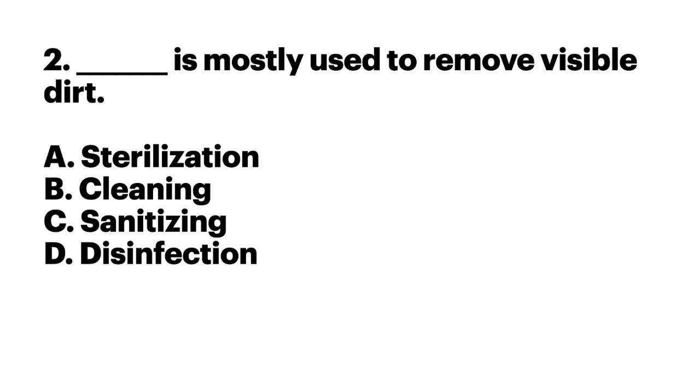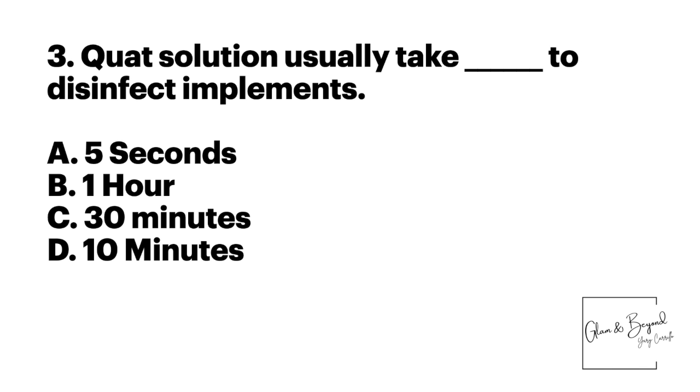Number 2. Blank is mostly used to remove visible dirt. A. Sterilization. B. Cleaning. C. Sanitation. D. Disinfection. The answer is B. Cleaning. Number 3. Quat solution usually take blank to disinfect implements.